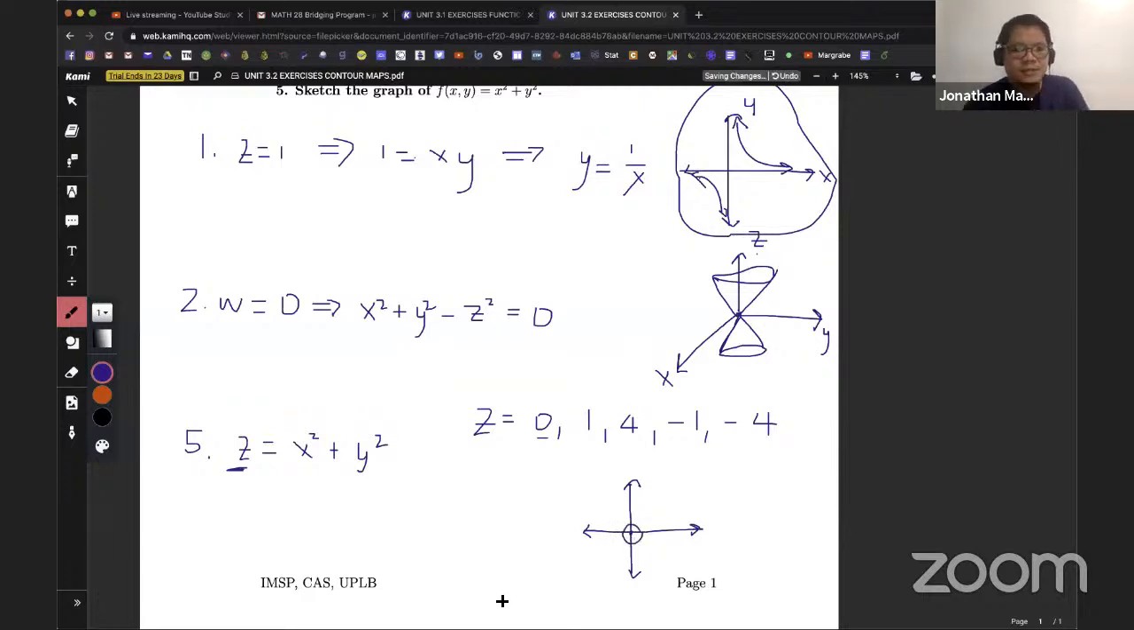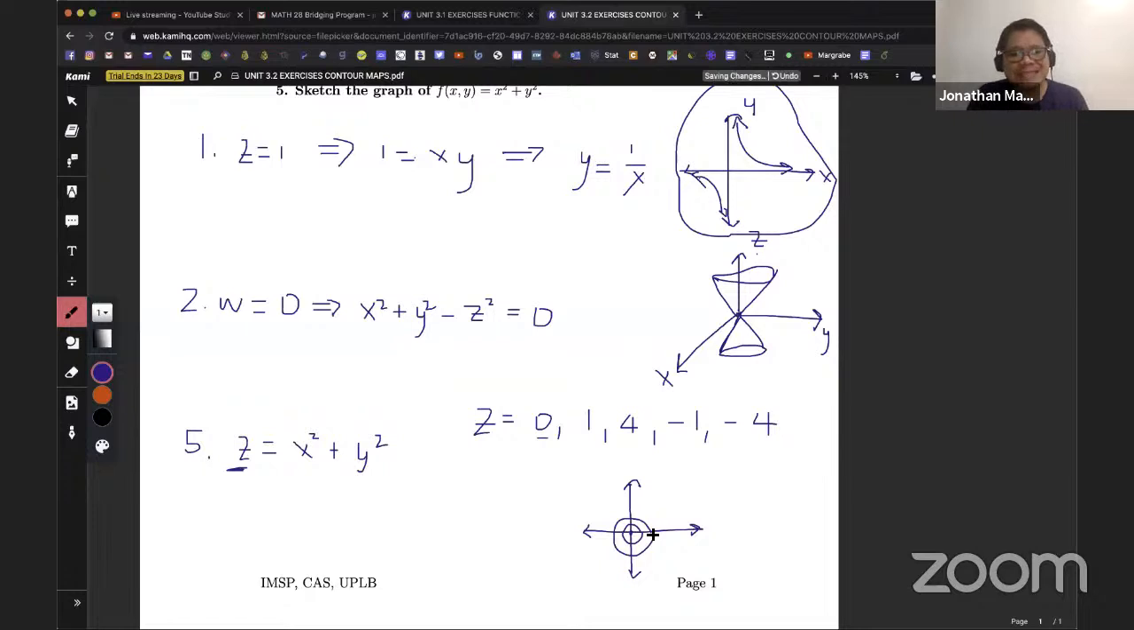How about z equals 4? What is the graph or what is the level curve if z equals 4? Okay, that is correct. Circle of radius 2 units. Okay, very good.